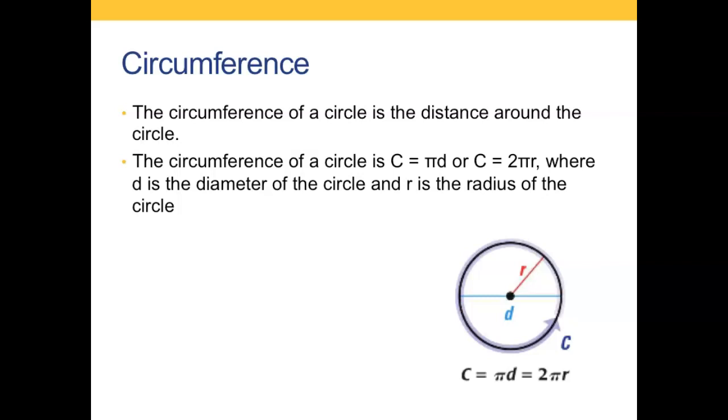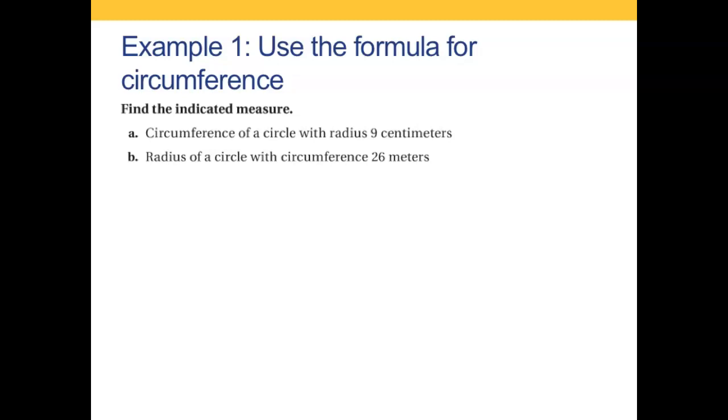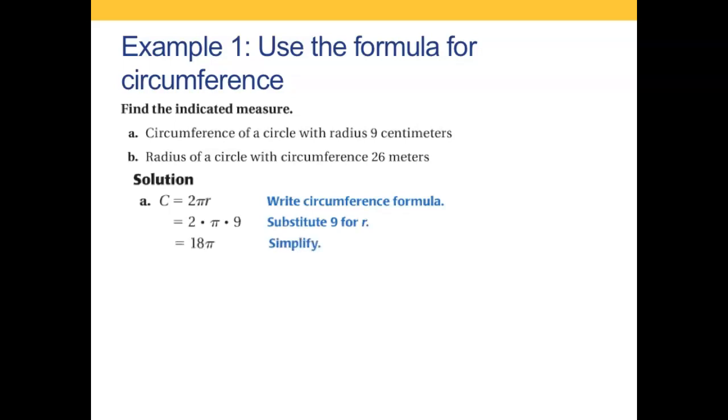Take a look at example 1. Part A, find the circumference of a circle with a radius of 9 centimeters. Well, to find this, we're going to need to use 2 pi r because we're given the radius. So that would be 2 times pi times 9, which would be equal to 18 pi. Now using a calculator, you can find an approximation that would be around 56.55.